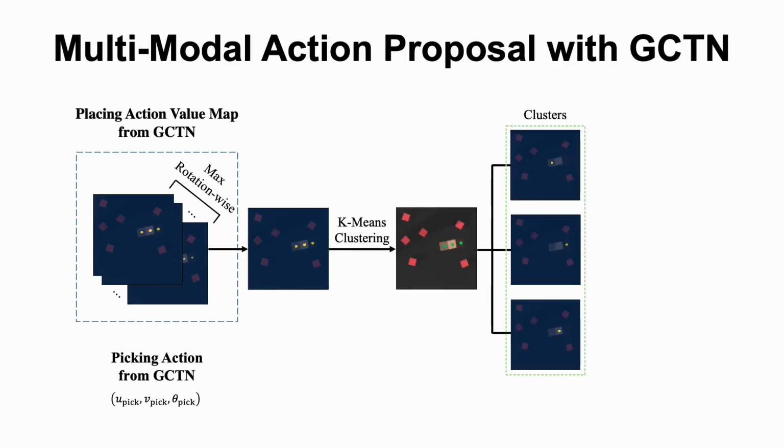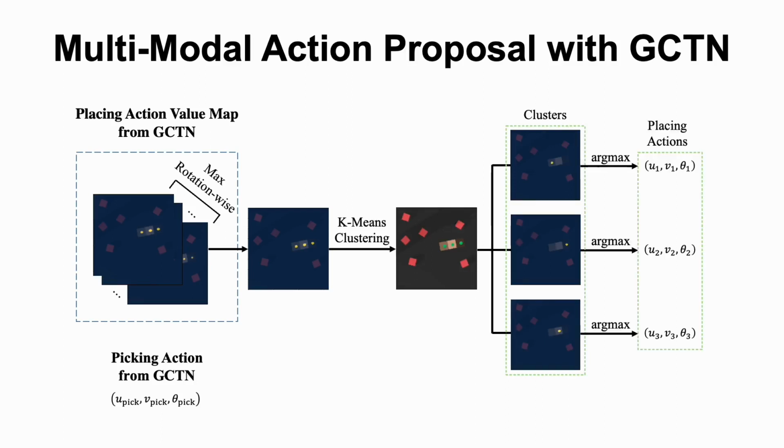K-means clustering is used to group the placing positions into clusters. Within each cluster, we select the placing position with the highest value and its corresponding best rotation as the proposed placing action for the cluster. Each placing action is paired with the picking action to form a pick-and-place action.